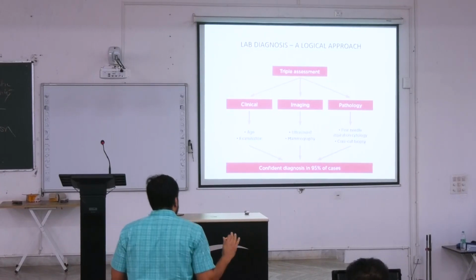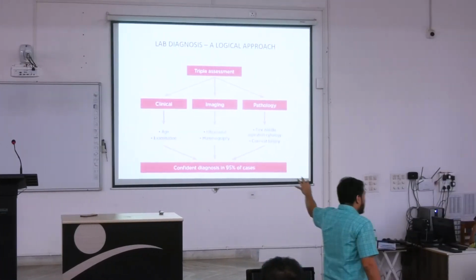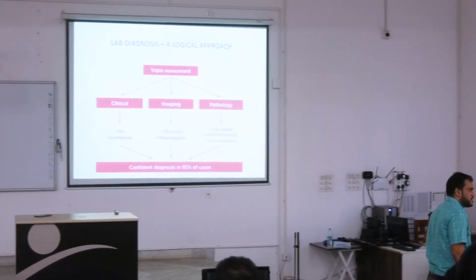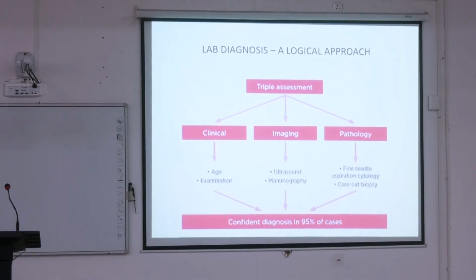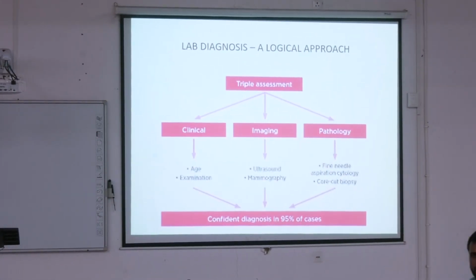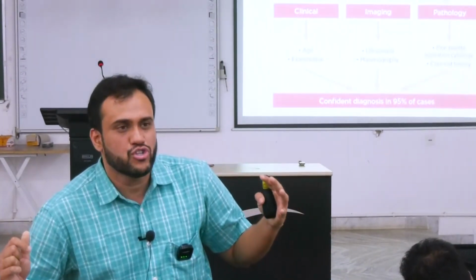Coming to the lab diagnosis, triple assessment: clinical examination, then you get the imaging, and then you get the pathological. So clinical examination, you have seen maybe in the OPD how breast examination is done, palpation and all. So when you do palpation, and if you find a palpable mass in the breast, what is the next thing that the clinician will tell you to do?